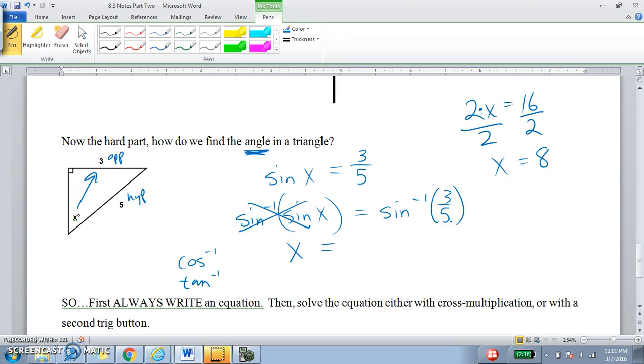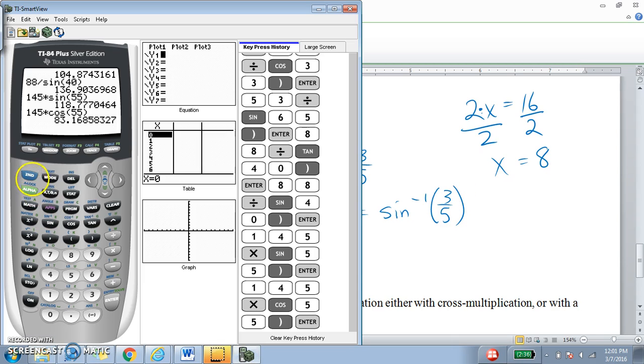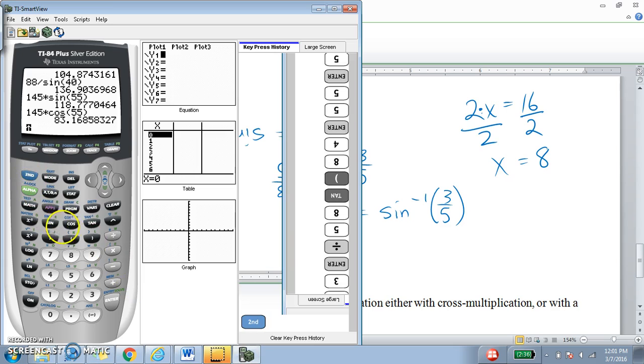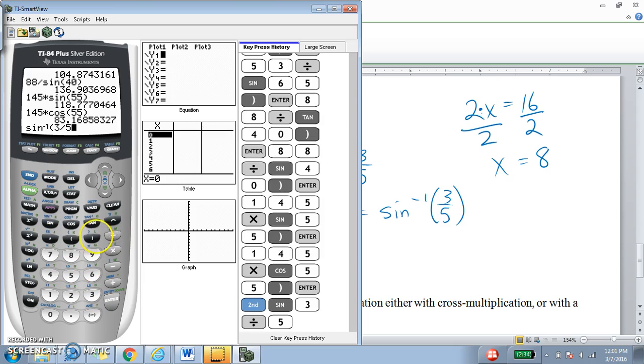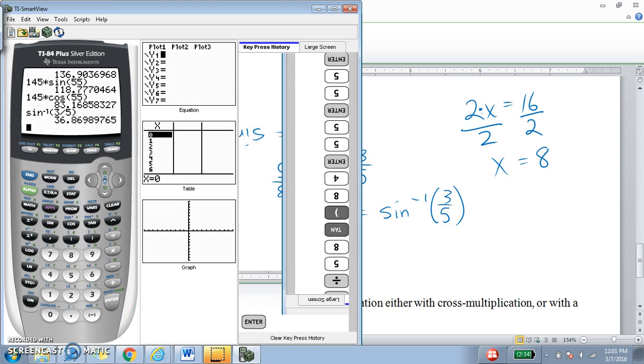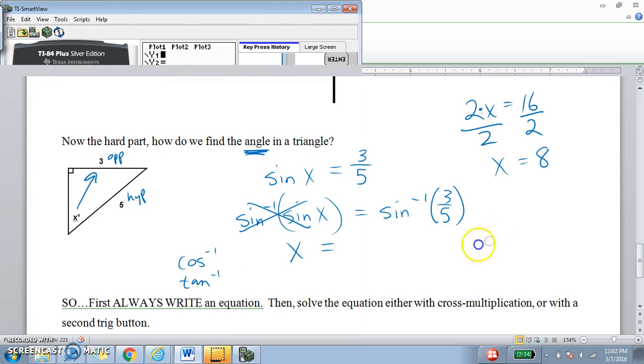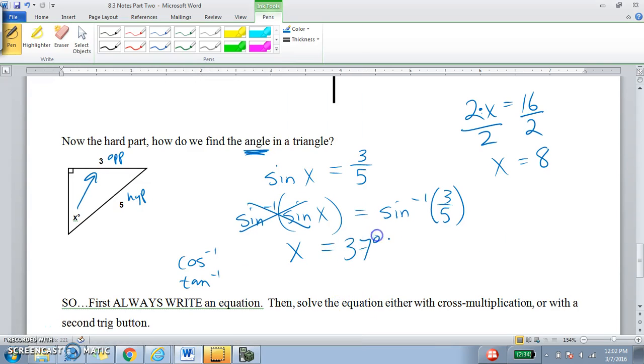So to type that in your calculator, you're going to type the second button, and then above sine, cosine, and tangent, you should see these little sine -1, cosine -1, tangent -1. Those mean the inverse operations. So I'm going to hit inverse sine of 3 divided by 5. And that's going to give me 36.8, which if I just round it up to the nearest whole number, that would be 37 degrees for x. So this would be a 37-degree angle.